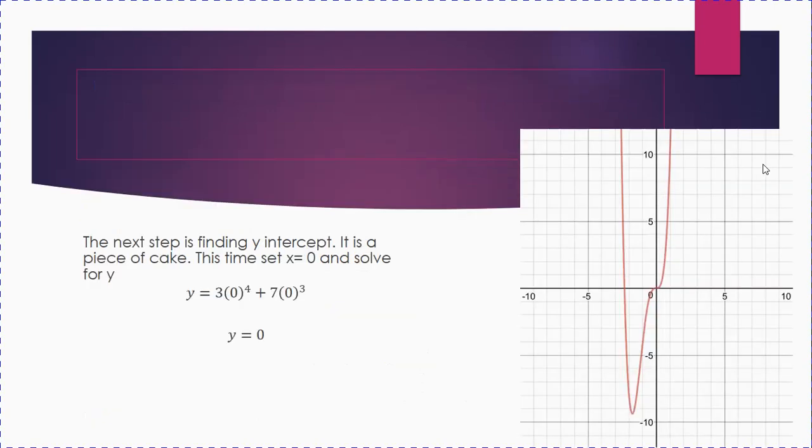The next step is finding y-intercept. It is a piece of cake. This time set x equals 0 and solve for y. Y would be 0 here, okay? So you can see the x and y intercepts on this picture. So we have the first x-intercept at this point, that is negative 7 over 3. The other x-intercept is 0, and the y-intercept is also 0. So these are the points that our function passes through on the x and y axis.